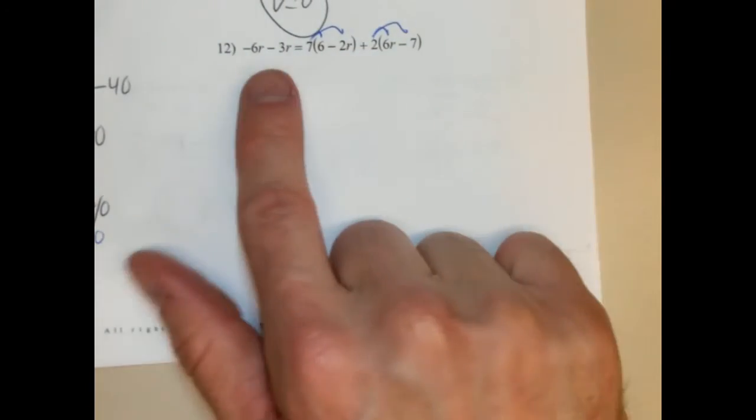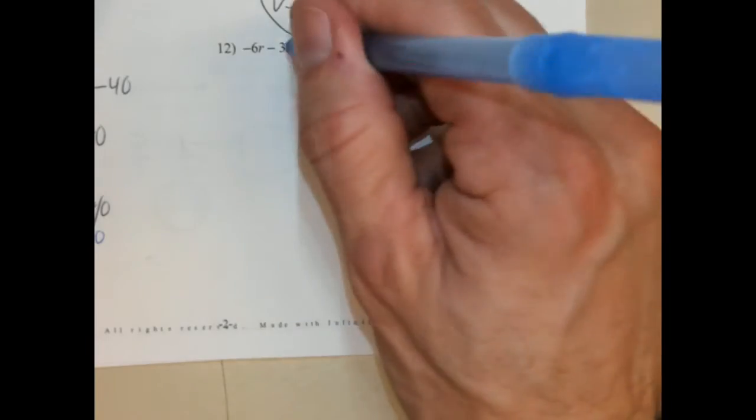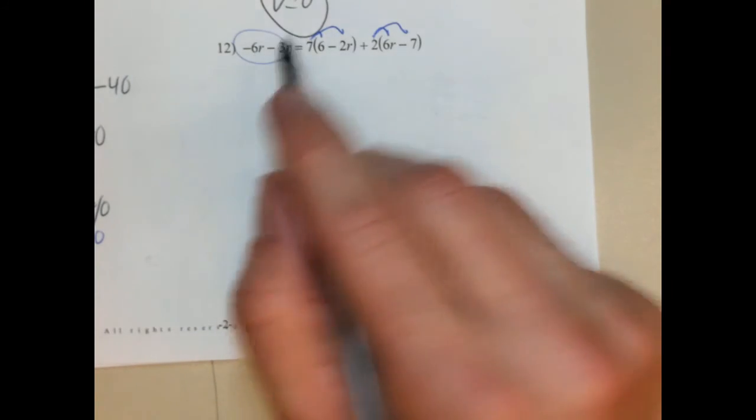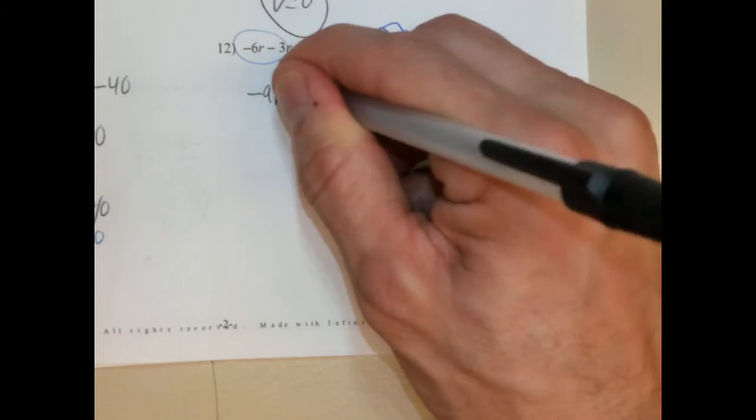Okay, last one. And we're going to distribute the 7. And we're going to distribute the 2. First thing we're going to do, we're also going to combine, oh sorry, off camera here. We're also going to combine these like terms, so we're going to cheat and do two things at once. I shouldn't do it, but I'm going to save room. Negative 6r minus 3r is negative 9r.